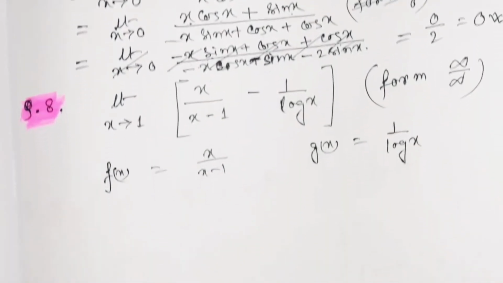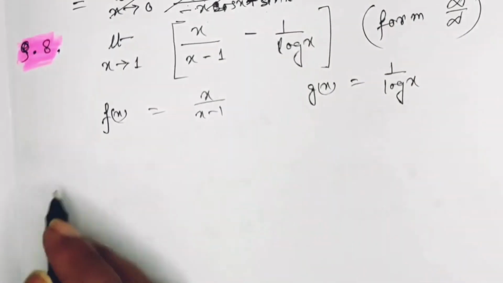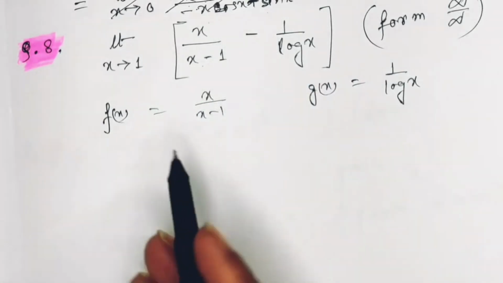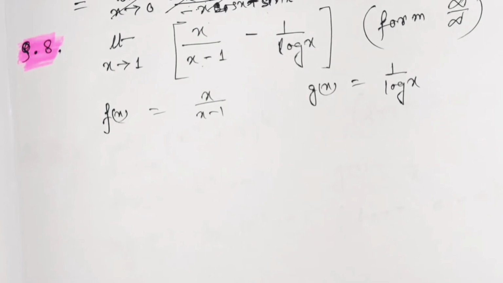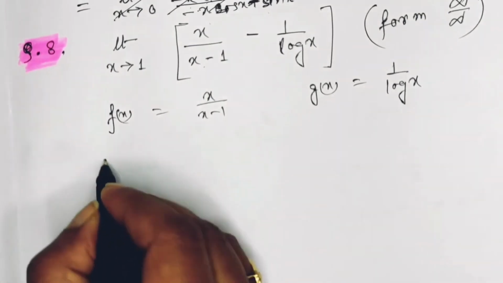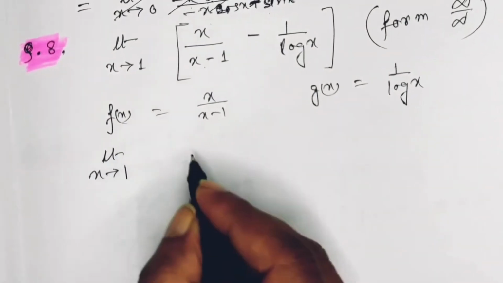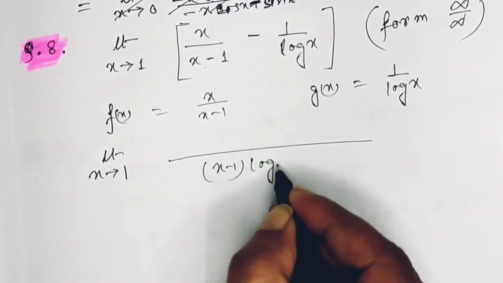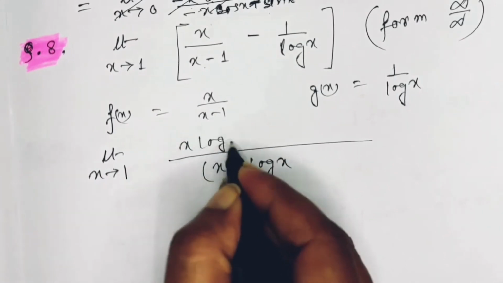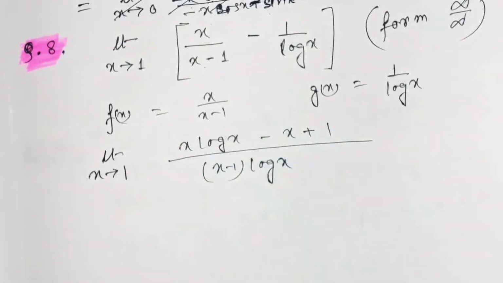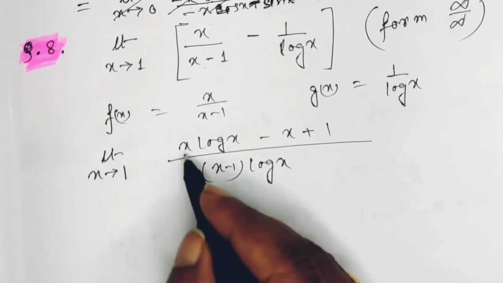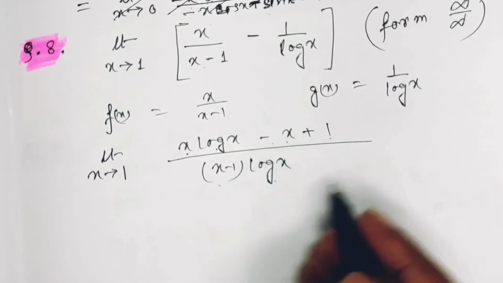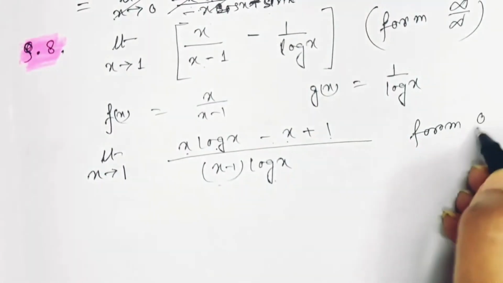Now one more question is here. In this question, again it is in the form of infinity minus infinity. We should convert it into the form of either infinity by infinity or 0 by 0. To do so, limit x tends to 1, and we simply take the LCM. Then we find log x over x log x minus x plus 1. Now if we substitute x equals 1, the numerator is 0 and the denominator is 0, so it is in the form of 0 by 0.